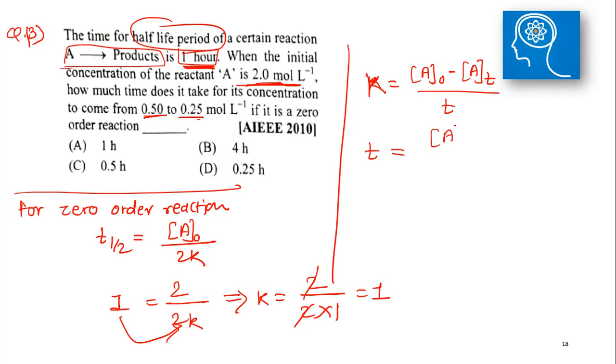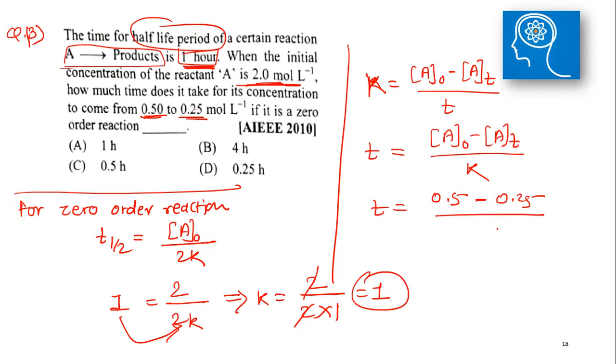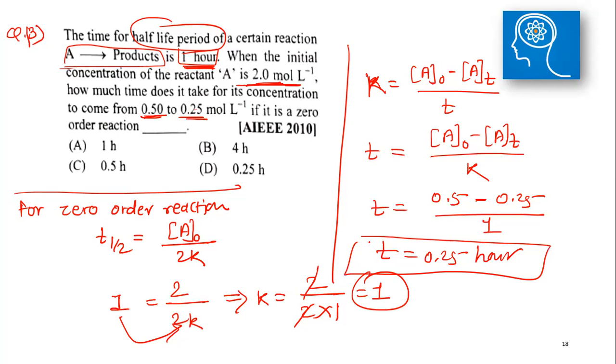It is equal to concentration of A0 minus concentration of AT upon K. Okay, so T is equal to 0.5. Initial concentration means concentration changes from this to this. So minus 0.25 upon, what is the value of K that we have calculated here, that is 1. So T is equal to 0.25, which is in, time is in hour, so it is also in hour. Okay, this is the answer. So which option is correct here? Option D is correct, that is 0.25 hour. Is this clear?